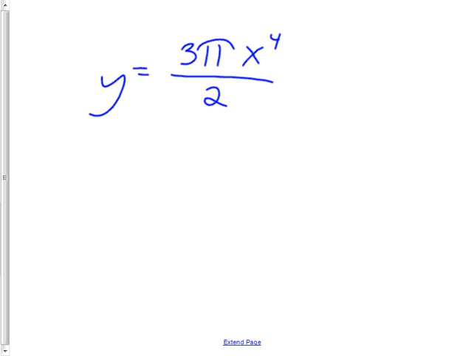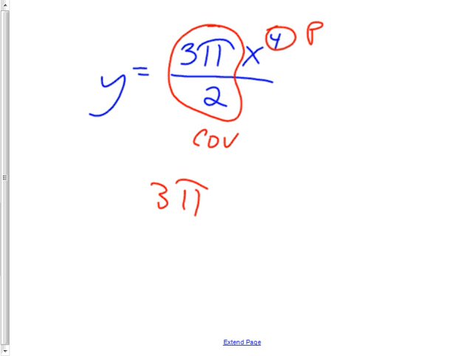All right, it should be done already if you know what's going on. The power is that. Why didn't I have to rewrite it? Because it was already on the top. If the x had been down here, like x to the negative 6 or something, I'd have had to put it on the top and say x to the positive 6. But it wasn't down there, it was on top. So there's the power. And the constant of variation is all the other stuff. So the constant of variation is 3 pi over 2.